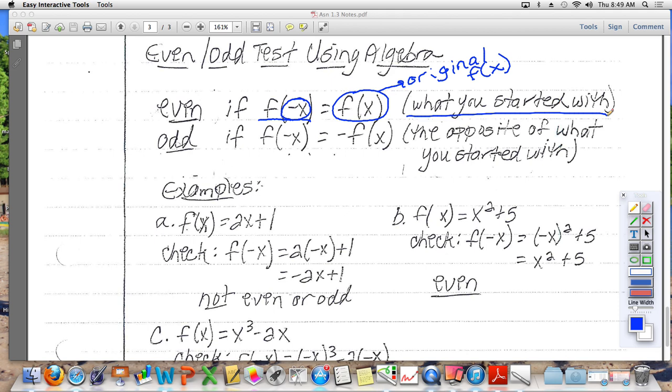And it's odd if, when you replace the x with the opposite of x, you get the exact opposite of what you started with. So you replace the x in the function with negative x, and everything in your original function is exactly the opposite of what you started with. So if you had a positive, and it turns out to be negative, then it's the opposite of what you started with. And of course, I will show you some examples of that.